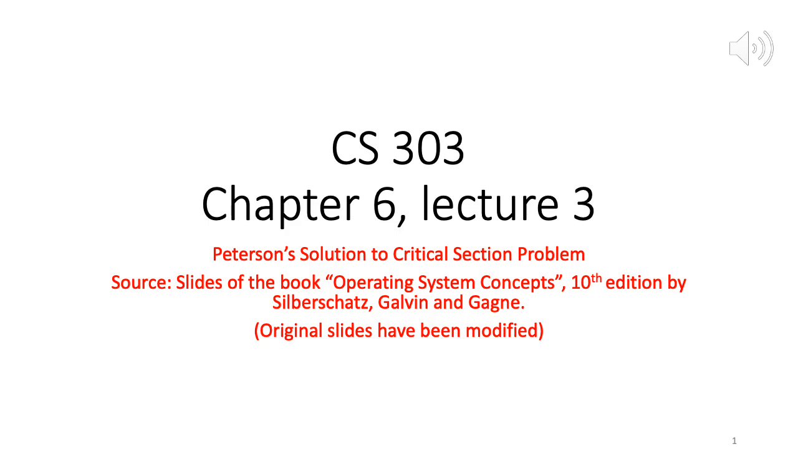As you know, chapter 6 is on synchronization. The main issue that we are discussing here is the critical section problem. So what exactly is this critical section problem? This arises when we have multiple processes or threads trying to simultaneously access a piece of shared memory, shared data, shared variable.